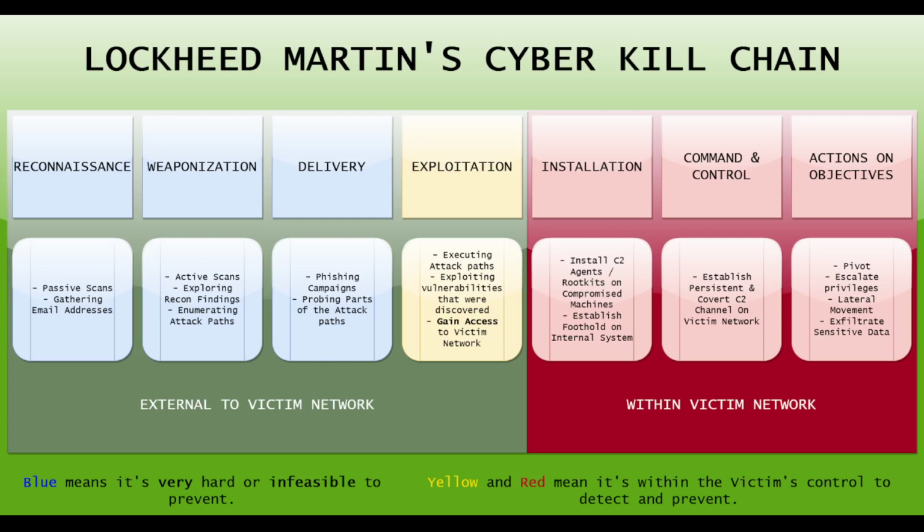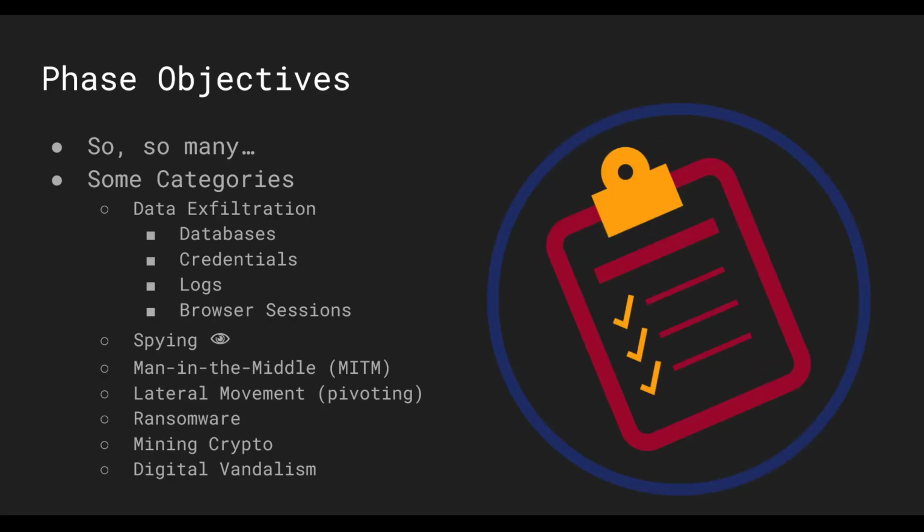And so that last phase, actions on objectives, is what all that previous work has been leading up to, and that's what we're talking about today. So, actions on objectives. What's the objective of this phase? There's so many. It's really whatever the attacker has set out to do, honestly. And I know that's not a very useful thing to say, but we can basically break down most of the objectives of this phase into categories, and these are just some categories I spun up out of my head.